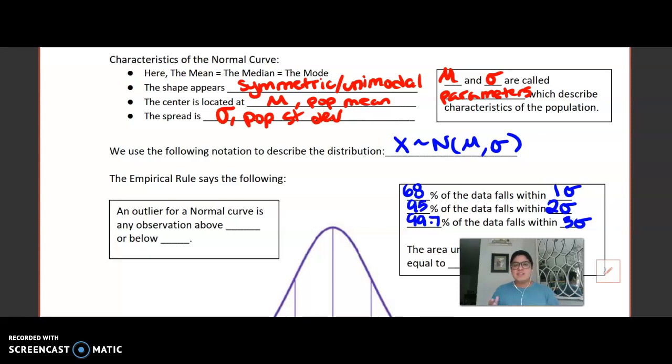Now, we use this fancy notation to indicate a normal model. X, which is our variable of choice, we'll have to define it. This little squiggly here means distributed. This capital N stands for normal, and then you'll write in the values of mu and sigma. So these 5 components need to be there. Not x equals N, not x plus N, a little x squiggly N. So in English, this reads as X is distributed normally with the population mean and the population standard deviation.